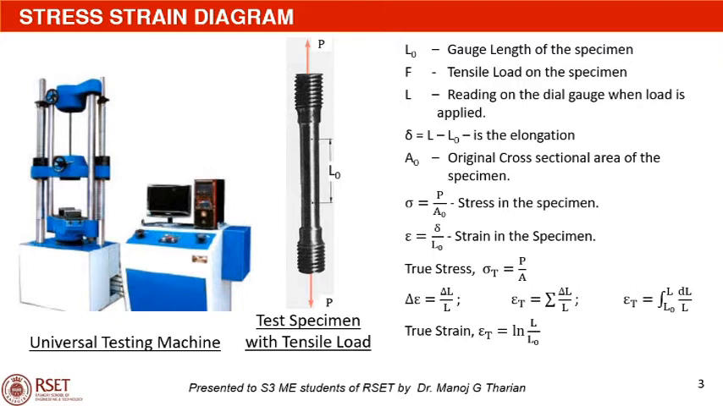The distance L is measured accurately using a dial gauge and the elongation of the specimen is calculated using the relation delta is equal to L minus L0. Delta is calculated at regular intervals and the corresponding load P on the test specimen is also noted. For each pair of readings of P and delta, the nominal stress is computed by dividing P by the original cross-sectional area. That is, sigma is equal to P by A0.